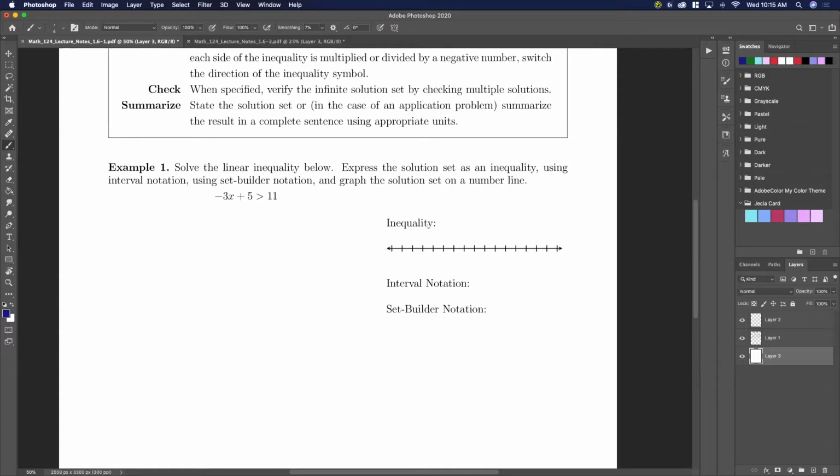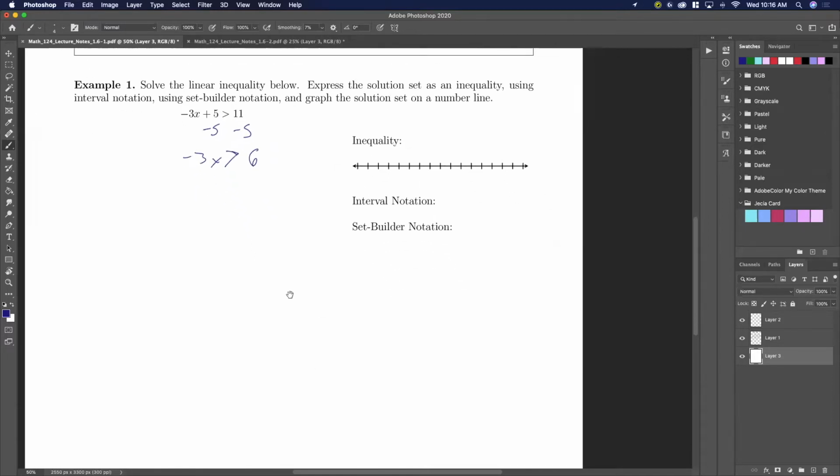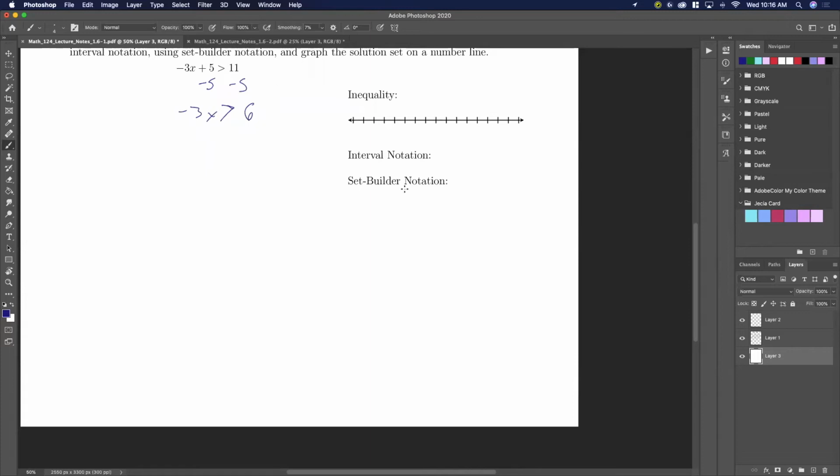So hold on, let me pull up something real quick just for my own sanity. All right, so here we're going to subtract 5 from both sides. So I'm going to subtract 5 here and 5 here. That gives me negative 3x greater than 6. And hold on, before I get into all this, let me do some things here.